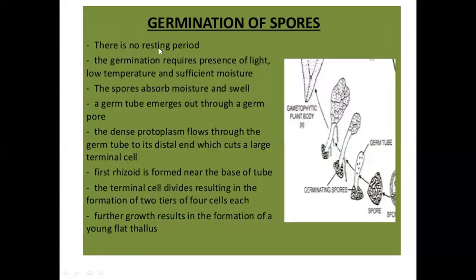Germination of spores. There is no resting period. Germination requires the presence of light, low temperature, and sufficient moisture. The spores absorb moisture and swell. A germ tube emerges through a germ pore. The protoplasm flows through the germ tube to its distal end, which cuts off a large terminal cell. The first rhizoid is formed near the base of the tube. The terminal cell divides, resulting in the formation of 2 tiers of 4 cells each. Further growth results in the formation of a young flat thallus.